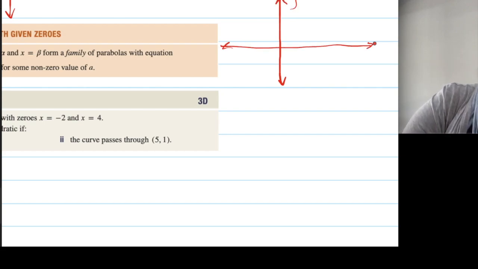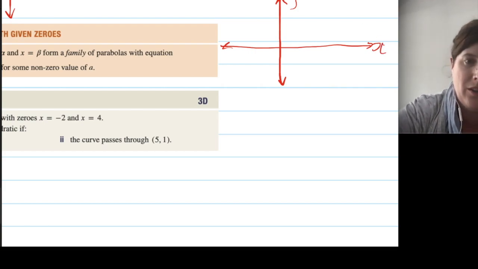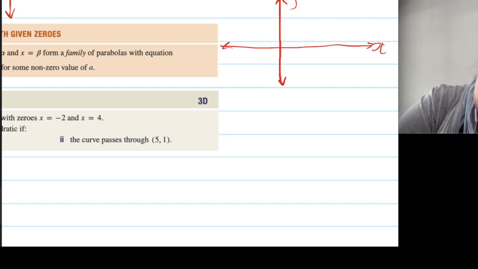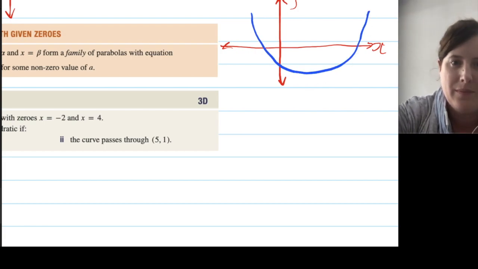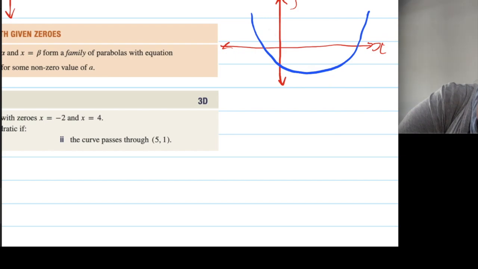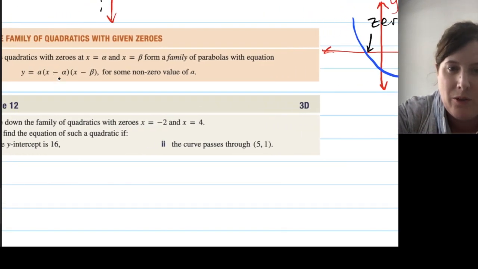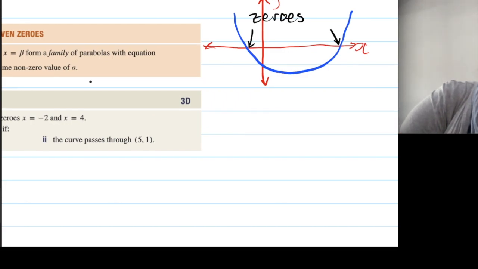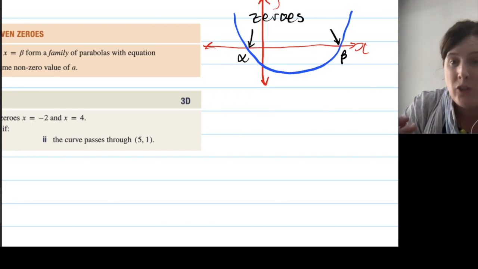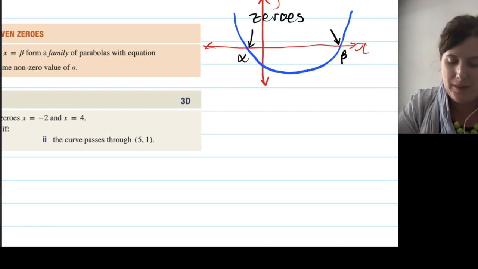This is y and this is x. And we've got an equation. I'm just going to assume it's going to be a smiley face. These are the zeros. And in this generic formula they've given us, they've called them alpha and beta. That's because they want to be fancy. We might be told what they are and use that information to find the rest of the equation.